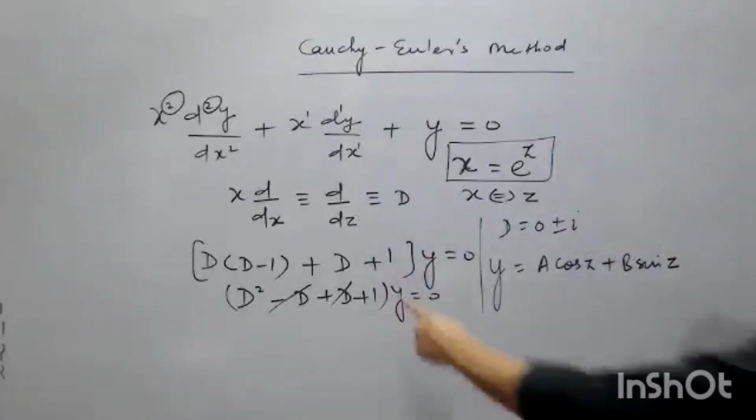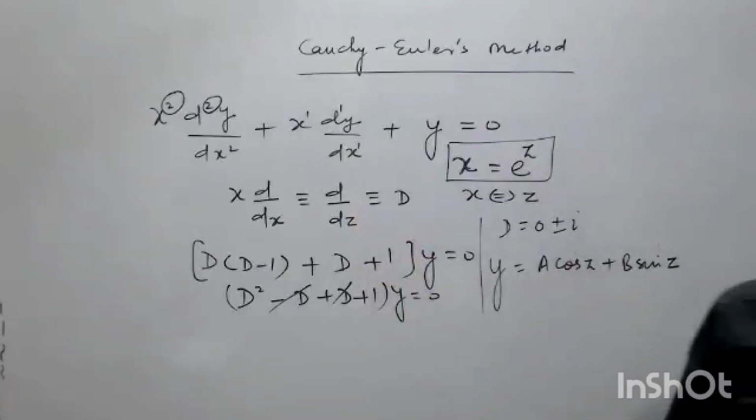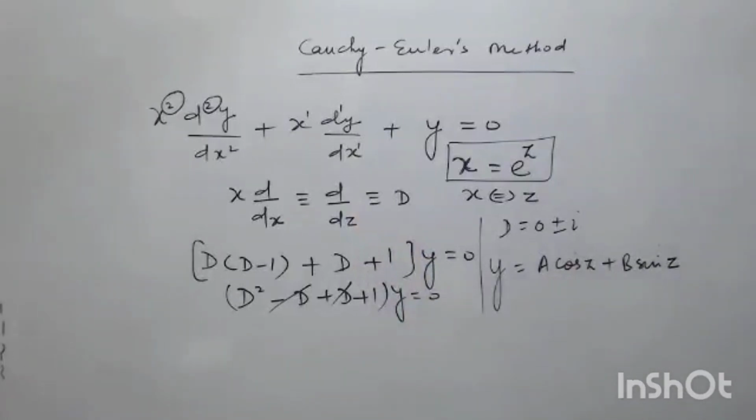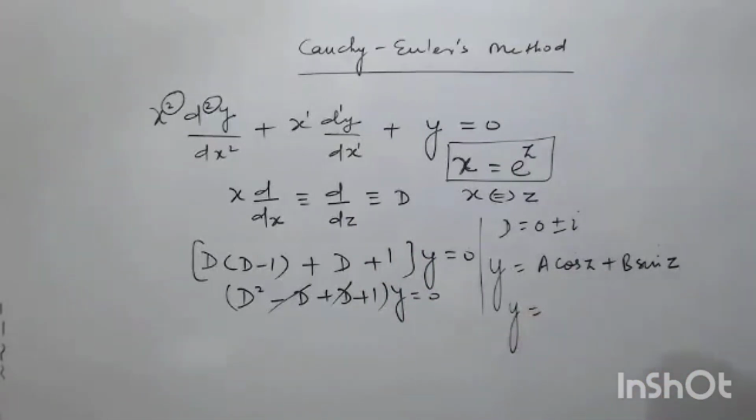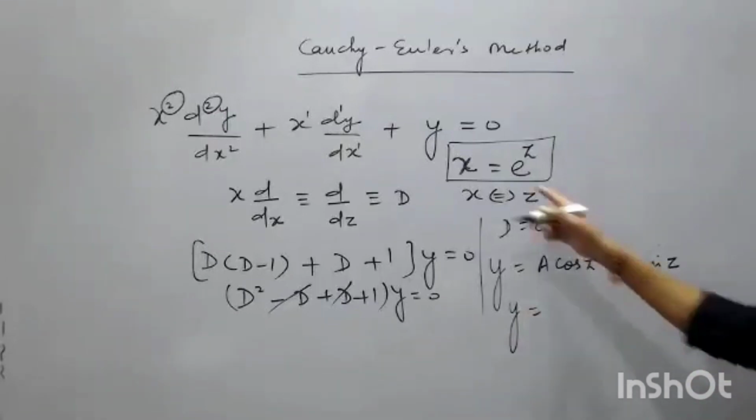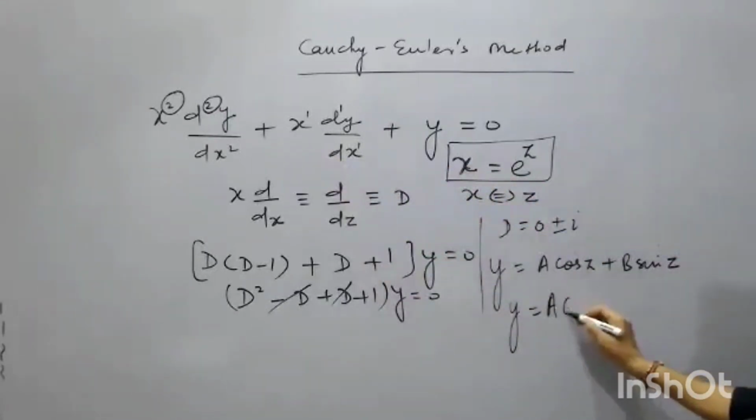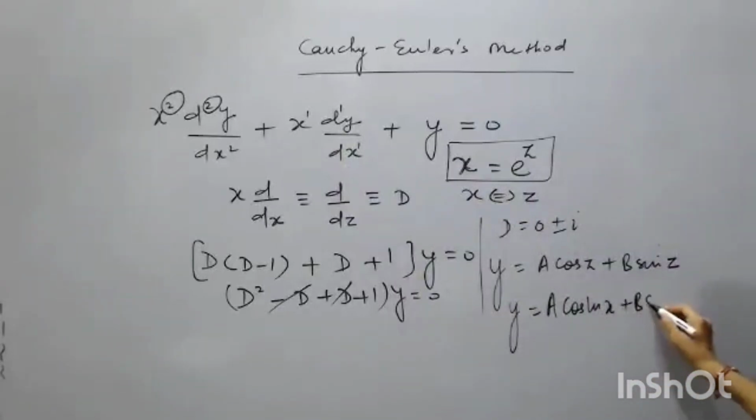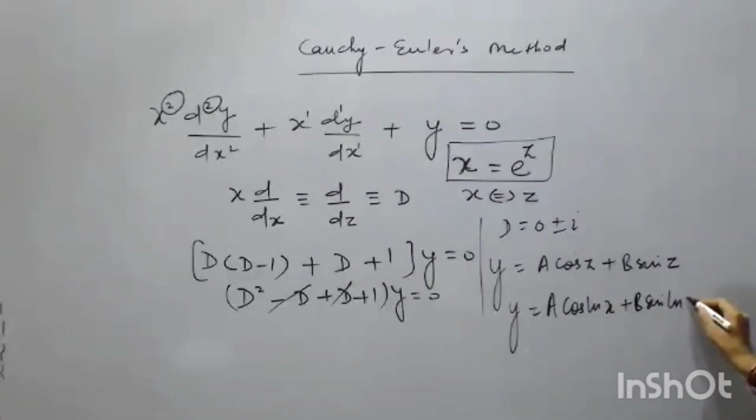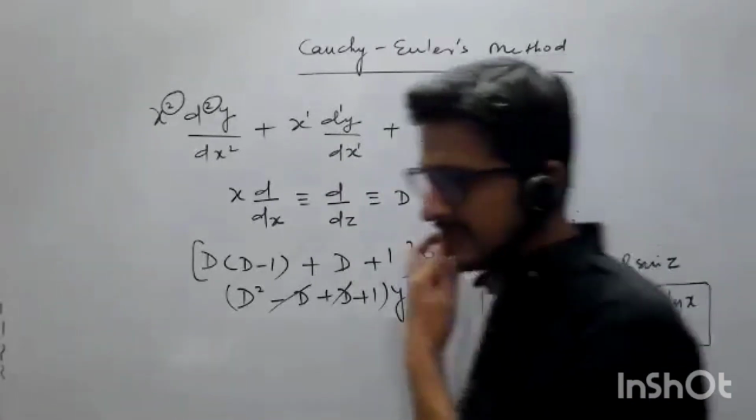So this D operator is actually what? d by dz. What was it earlier? It used to be d by dx. Now it is d by dz. So this is our equation, but we want solution in well-known form of x because this is the original equation. So I will write a cos of log of x plus b sine of log of x. So this is the final solution. Please check this.